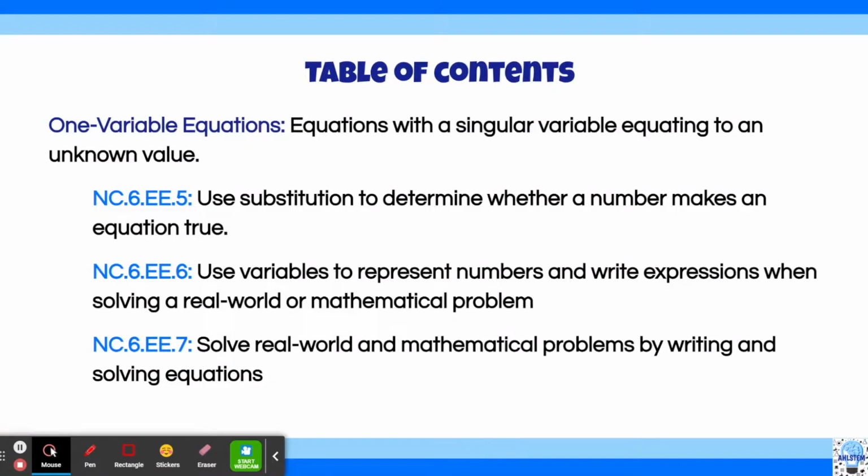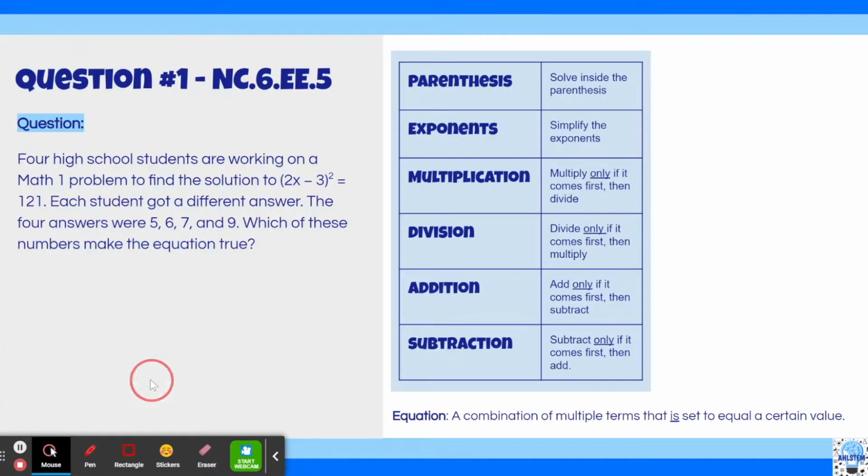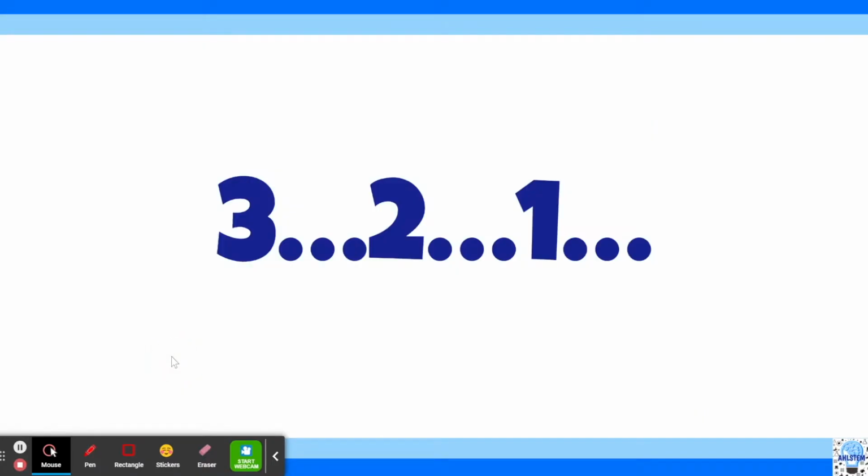So really quickly, before we get started, I just want to go over what we're going to do again. We're going to go over these three standards. First, we're going to use substitution to determine whether a number makes an equation true. We're going to use variables to represent numbers and write expressions when solving a real-world or mathematical problem. And lastly, we're going to solve real-world and mathematical problems by writing and solving equations. Okay, so let's get started with the first problem.